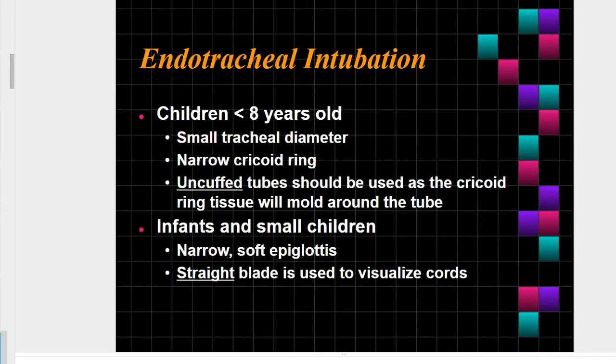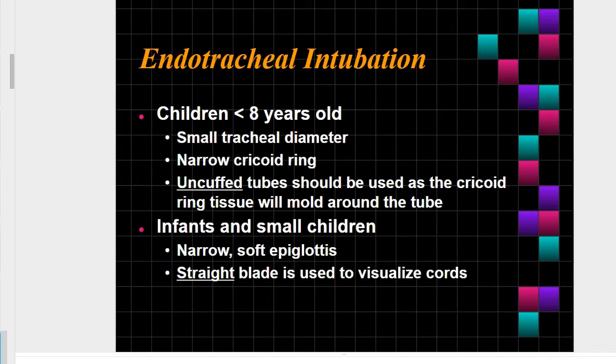Children less than 8 years old have a smaller tracheal diameter and a narrow cricoid ring. Most protocols still call for uncuffed tubes in these children. However, the latest version of the American Heart Association guidelines and research shows that it really doesn't make that much difference in ICU settings or other controlled settings. They used to think that the cuffed tubes would put too much pressure inside the airway, and that may or may not be the case.